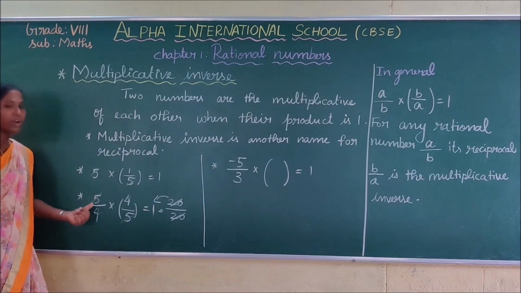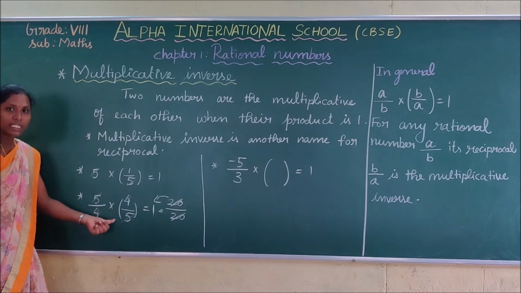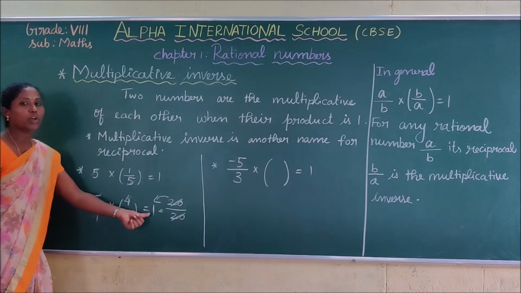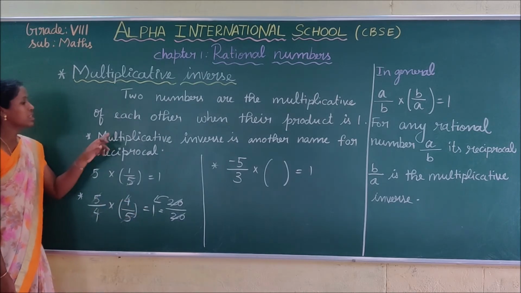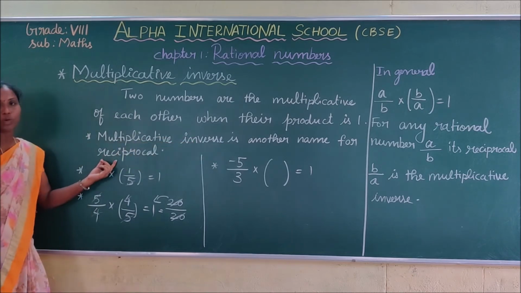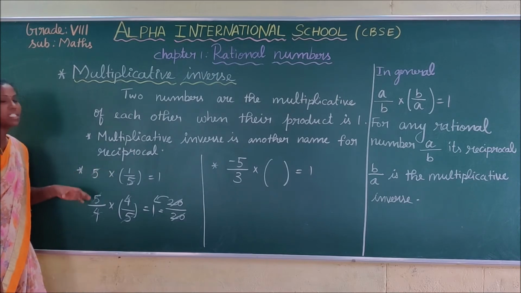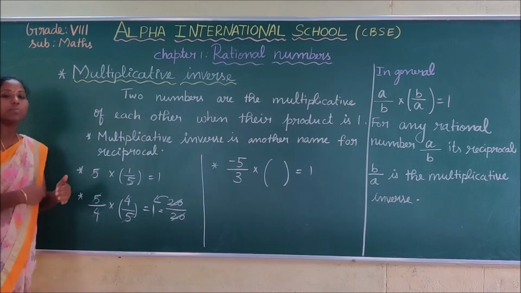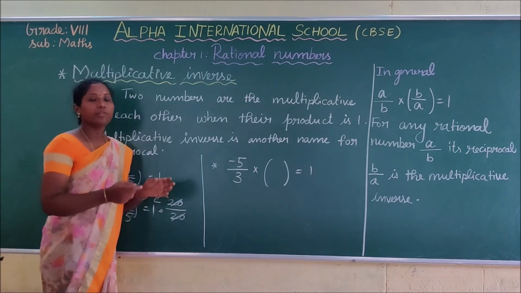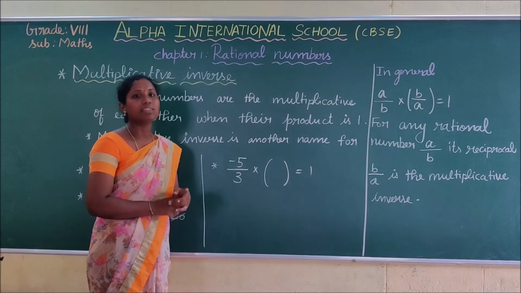So for the rational number 5 by 4, what is the multiplicative inverse? 4 by 5. What is 4 by 5? The reciprocal of 5 by 4, and we are getting the result 1. So the multiplicative inverse is another name for reciprocal. The multiplicative inverse is nothing but the reciprocal of the given number itself. If you multiply the number by its reciprocal, you will get the result as 1.